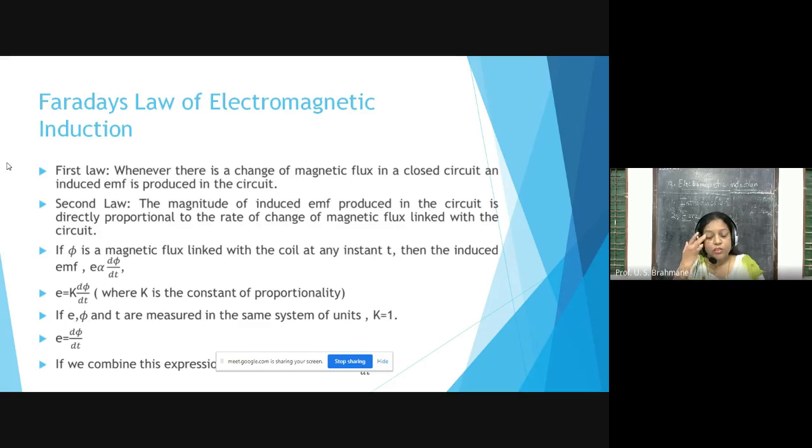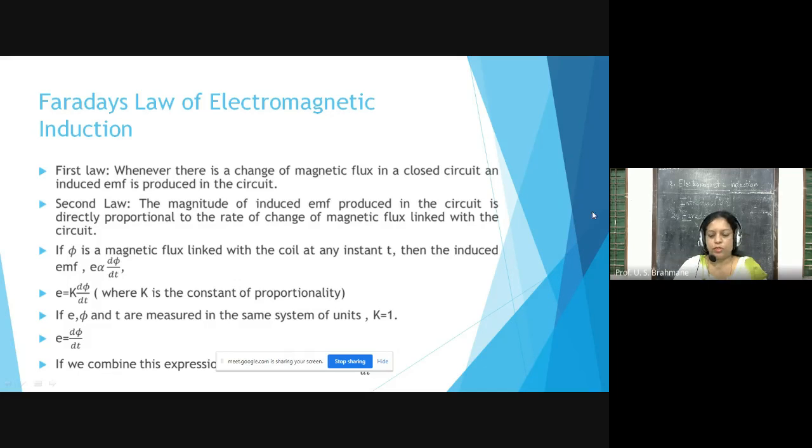So whenever there is a change of magnetic flux in a closed circuit, an induced EMF is produced in the circuit. So this we have seen. And second, the magnitude of this induced EMF in this circuit is directly proportional to the rate of change of magnetic flux linked with the circuit. So E is equal to, we have seen that E is proportional to d phi by dt, and that is E is equal to constant K d phi upon dt. So this is very important, the Faraday's law, and we are going to see this.